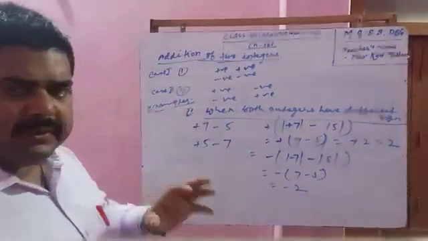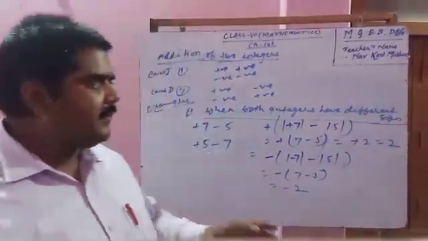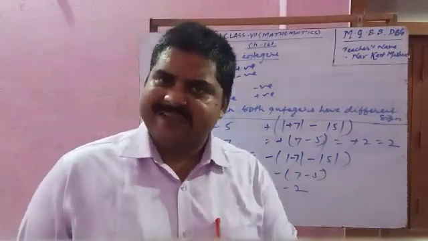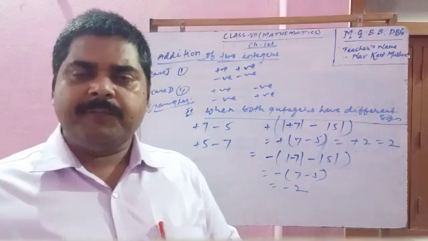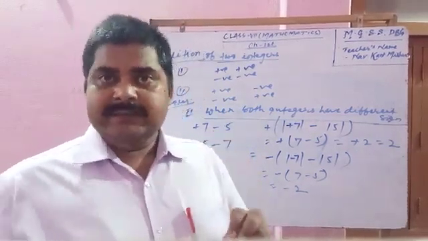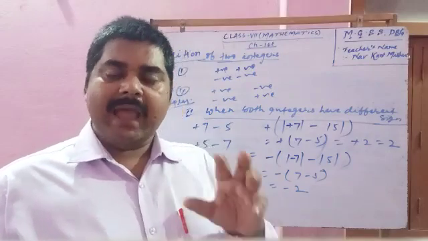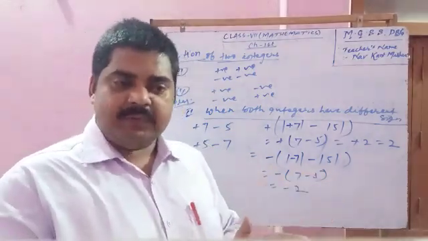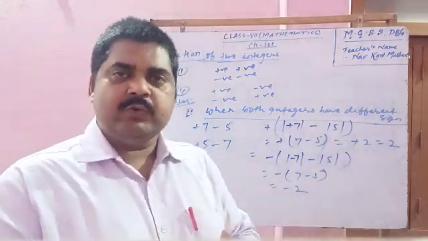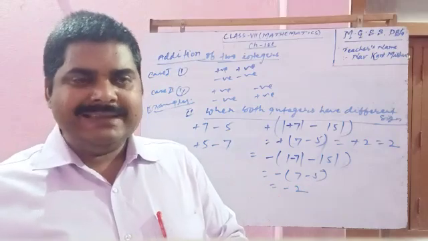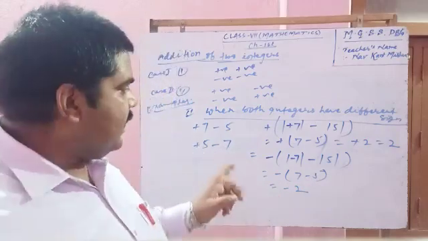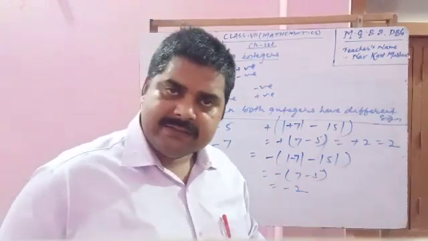So it is the rule that when two integers are given with different signs, then at first you have to check the absolute values of the greater integer and the smaller integer. Then you have to subtract the absolute value of the smaller integer from the absolute value of the greater integer, and you have to give the sign of the integer which is the larger one.